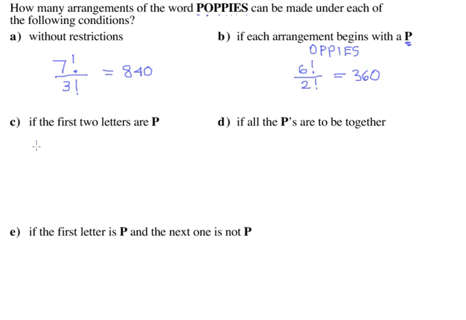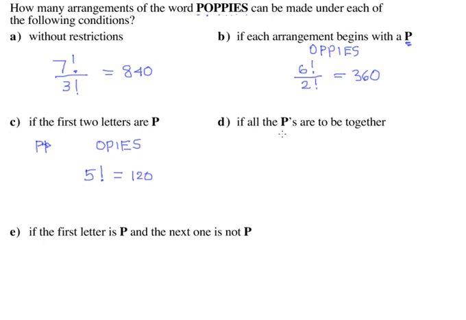If the first 2 letters are P, same thing again. That means we have OPIES. This is poppies with 2 of the P's stolen out of it. And so now when we're arranging this, we just have 5 things to arrange, and there are no longer any identicals for us to worry about. So 5 factorial is 120.